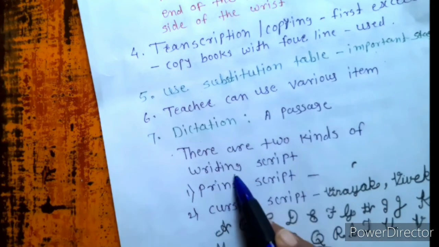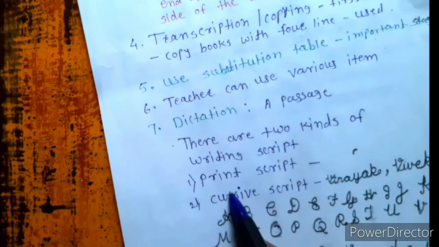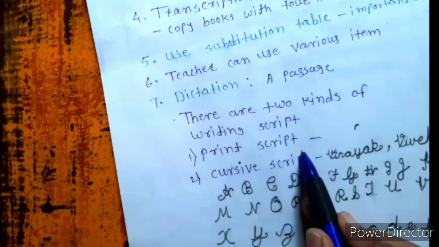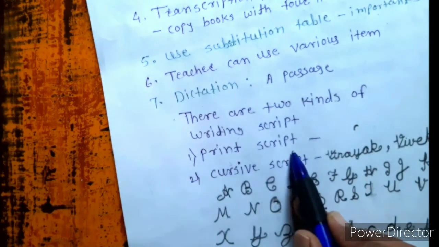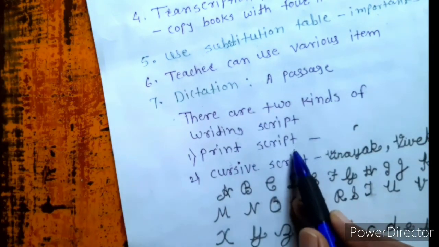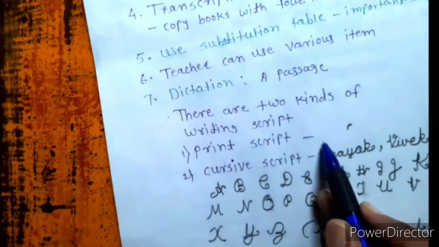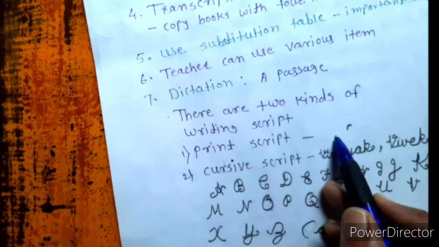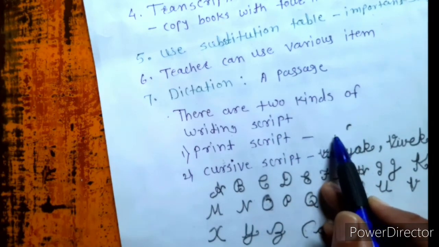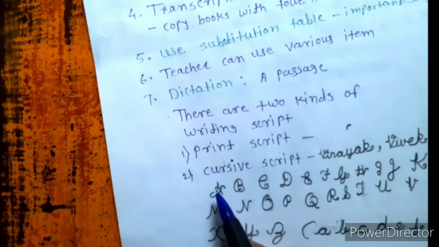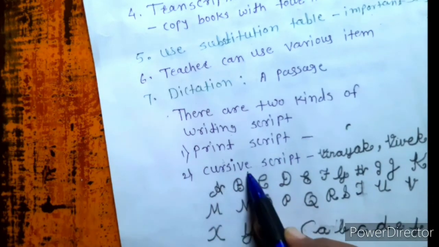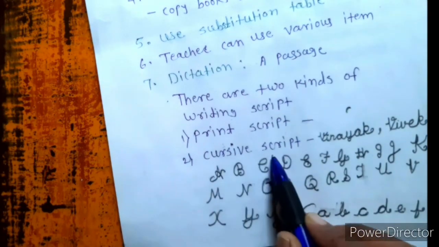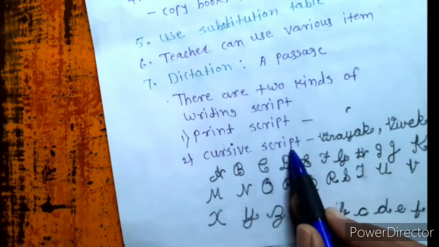There are 2 kinds of writing script. The first one is print script. Print script means the printed words, which we already know, which we read on the blackboard or in the textbook also. And the second type, which we can write on the blackboard, is cursive script.